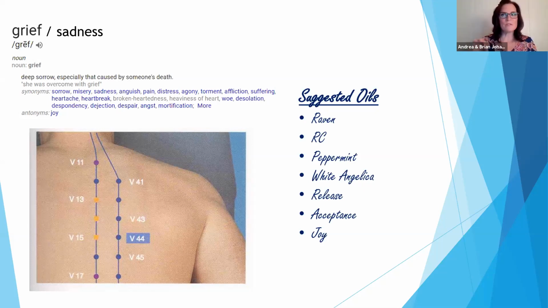And you'll notice too that there's some overlapping in some of the oil suggestions. Some of the oils that were suggested for anger are suggested for grief and sadness because of that association with the organs in the body and how that all works together. So you'll see some overlapping here with Raven and RC, and you see White Angelica and Release again. You guys have already seen that listed. Other oils would be Peppermint, Acceptance, and Joy. That would be great ones recommended for this.